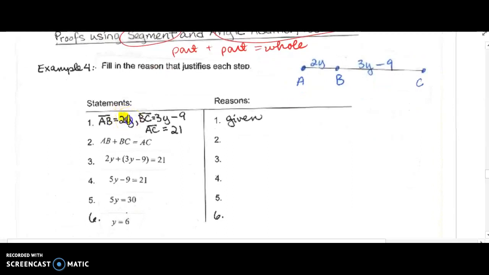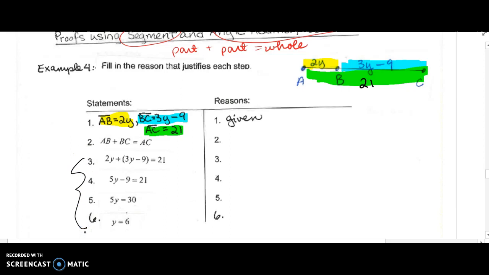So we have AB is given to be 2y. We're given both the picture and that statement. We're given that BC is 3y minus 9, and that AC, the whole, is 21. Okay, so before we can get to all of this algebra, we have to first set up our equation. And the reason why we can say 2y plus 3y minus 9 equals 21, we have to address why we can say that. And it's because this part plus this part adds up to the whole.